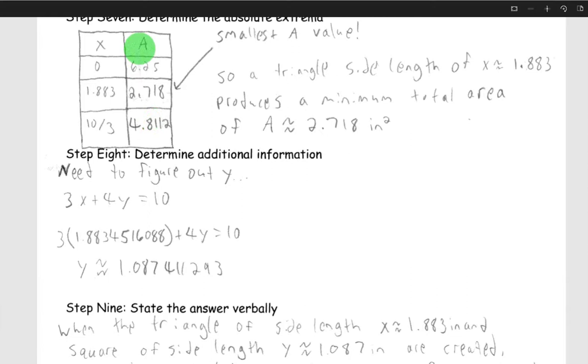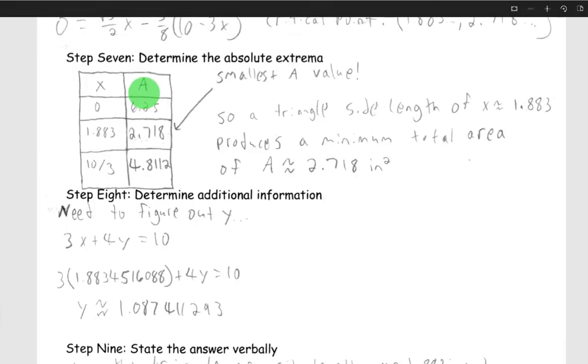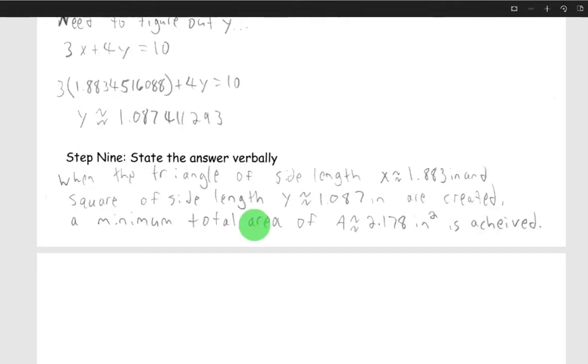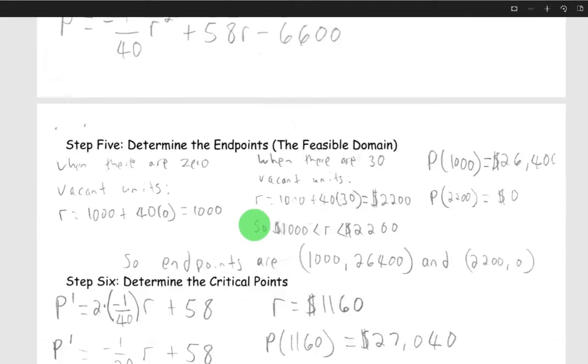If we try the endpoints, that's going to give us a bigger area. If x is 0 and it's all square, it's going to be 6.25. If x is 3.3 repeating and there's no square, it's going to be 4.8. So we will choose the critical point for step 7, and that will determine our absolute extrema. All right, let's look at step 7 for example 3.